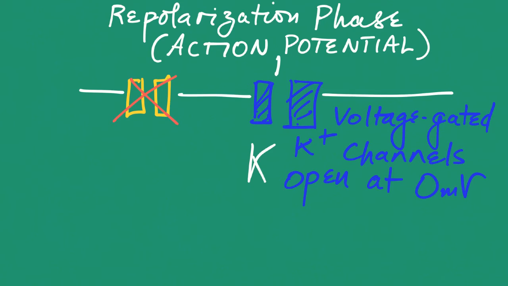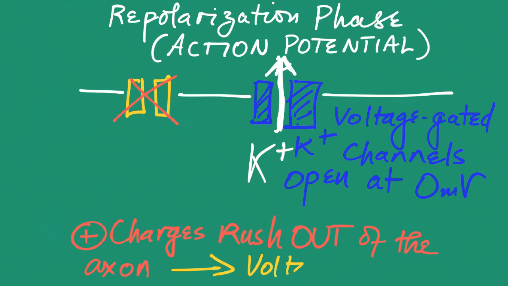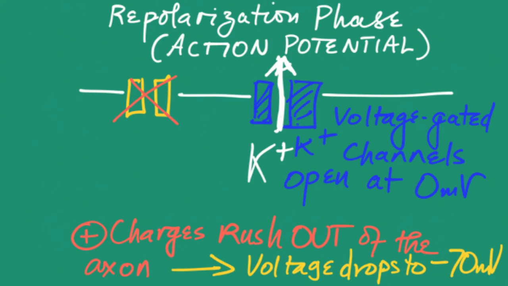This happens very rapidly because potassium gates open in a great rush. The potassium gates respond to the change in voltage. When the voltage gets to 0, they open and all the potassium comes out. At 0 millivolts, the sodium channels close as well. So sodium is no longer coming in, potassium goes out, and the voltage drops down to minus 70 millivolts.